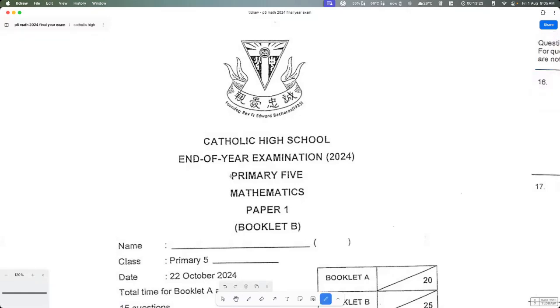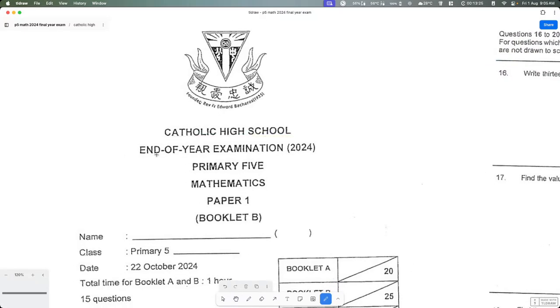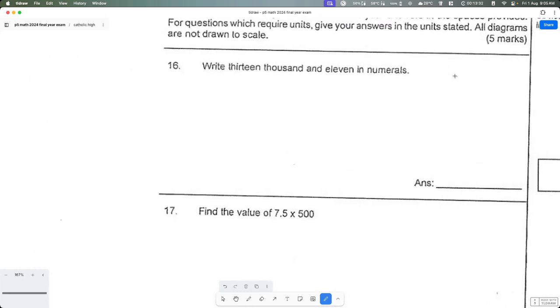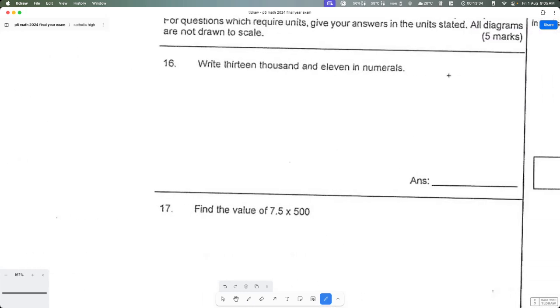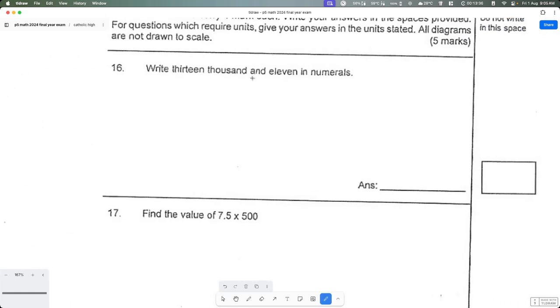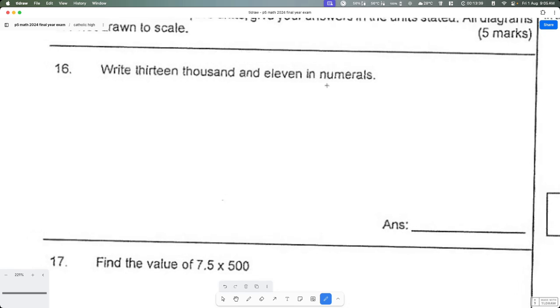In this video, I'm going to go through Catholic High School End of Year Examination 2024 Primary 5 Mathematics Paper 1 Booklet B. So let's get started on question 16. It says here, write 13,011 in numerals. Okay, so first, what is 13,000?